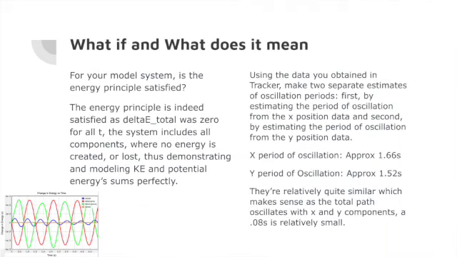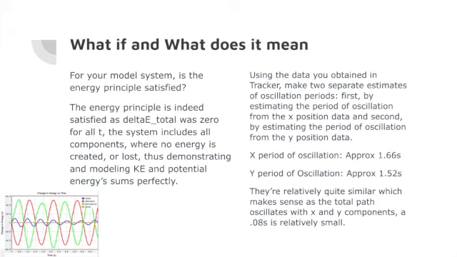What if and what does it mean? For each system, is the energy principle satisfied? As stated before, the total change in energy was 0, therefore it does satisfy the energy principle, as no energy was created nor lost. And then using the data you obtained in Tracker, made 2 separate estimates for oscillation periods.